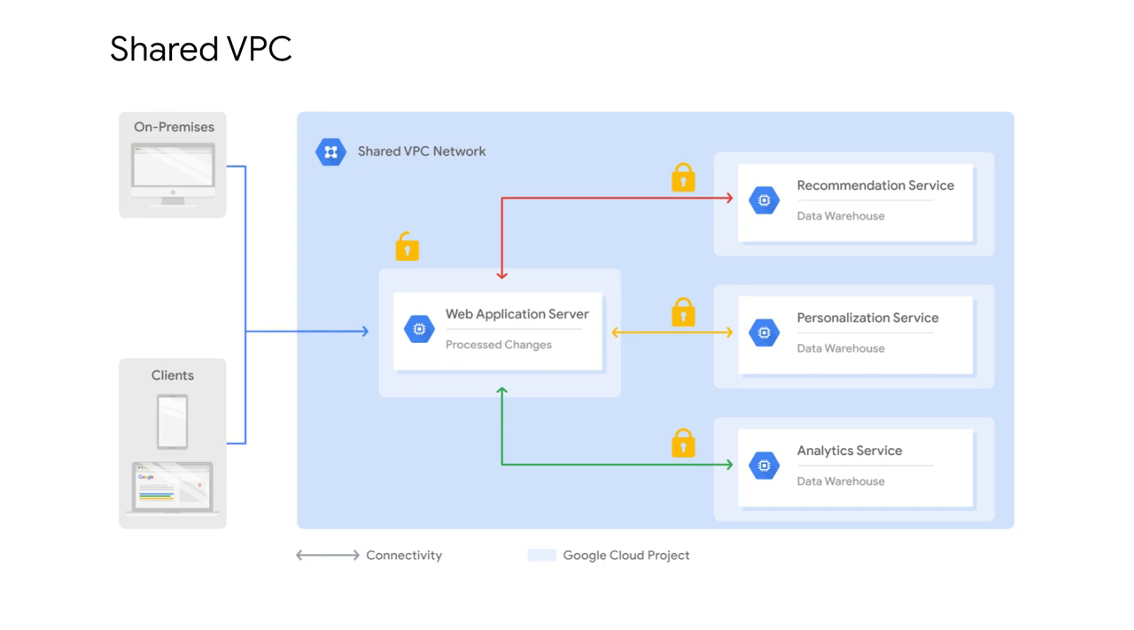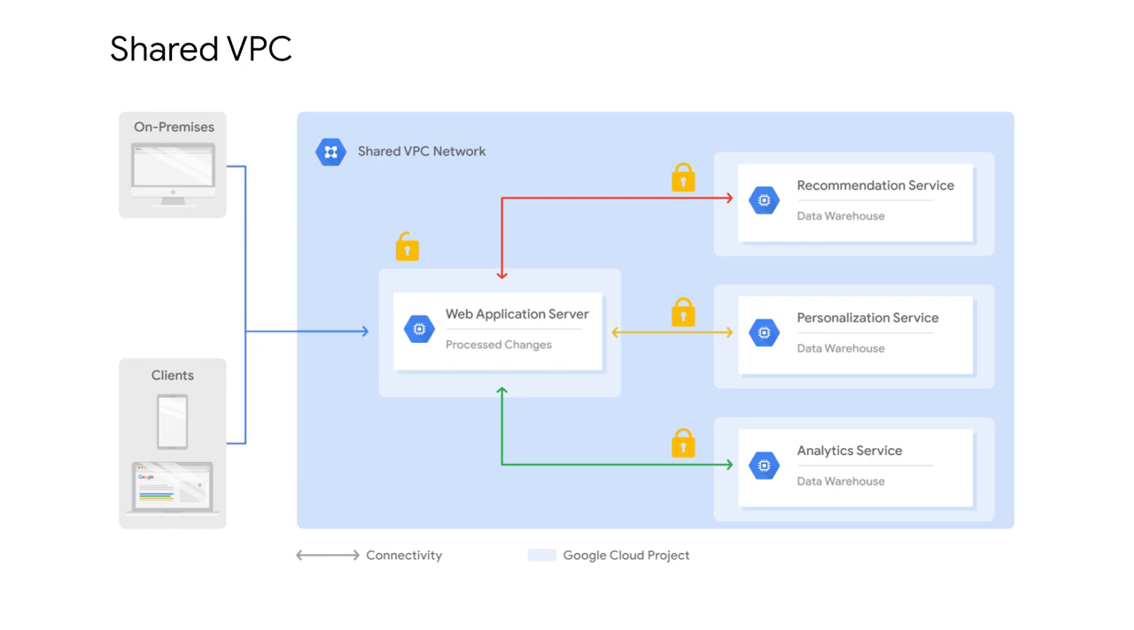This allows the resources to communicate with each other securely and efficiently using internal IPs from that network. For example, in this diagram, there is one network that belongs to the Web Application Service project. This network is shared with three other projects, namely the Recommendation Service, the Personalization Service, and the Analytics Service. Each of those service projects has instances that are in the same network as the Web Application Server and allow for private communication to that server using the internal IP addresses.